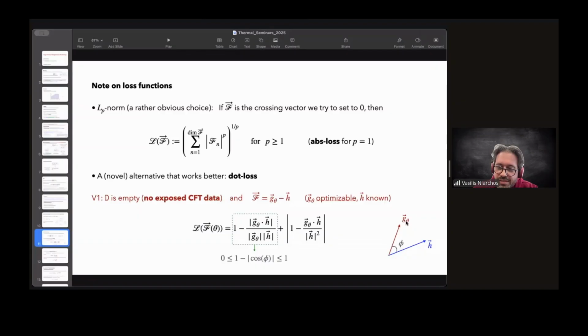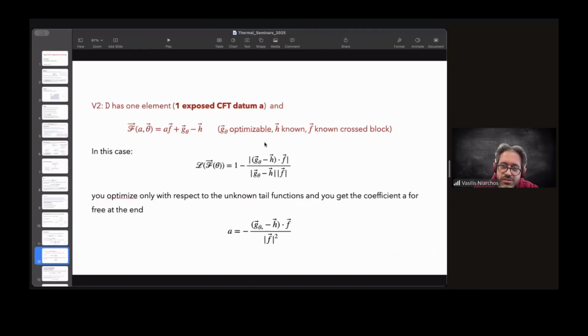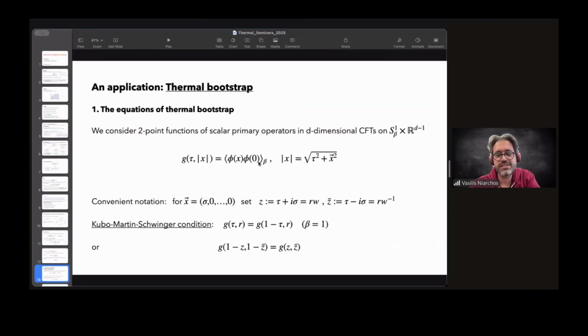Okay, so for g theta minus h, and this is f instead of h, you try to make the angle small. So you try to make this dot loss small. And once you achieve that, you have achieved g theta to be parallel to f, and then you solve the parallel part of the equation exactly, and you determine A. So in this way of doing things, I'm not optimizing over A, I'm just getting it at the end after optimizing in terms of the unknown functions. So I will use this later.